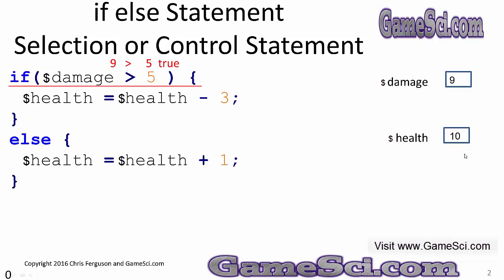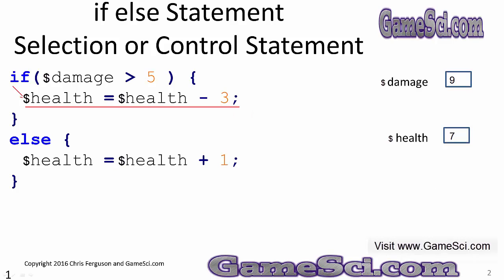And let's see how this code works. 9 greater than 5 is a true statement. 9 greater than 5 is true. As you might suspect, we're going to go inside and execute the code in the if statement. Health equals health minus 3. And what happened here is we subtracted 3 from the health variable and it went down to 7. Do you see why it's called a selection statement? We selected this code to execute.